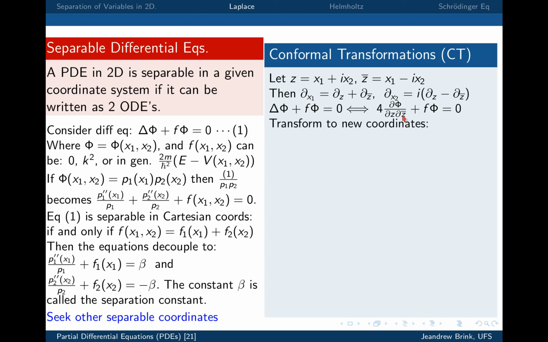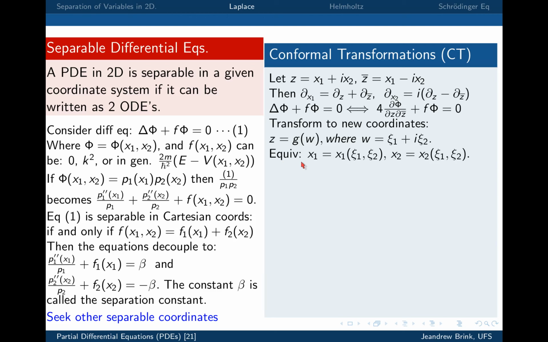Okay, so now let's use this to transform to the new coordinates. Writing it this way actually makes it very, very easy, because we're going to say our new coordinate system is z equals an analytic function of w, where w is just the new set of variables. This is how we ensure that we're doing a conformal transformation. This assumption is basically the fact that the transformation is going to preserve the fact that our coordinate system is orthogonal, and I'll show you a few examples.